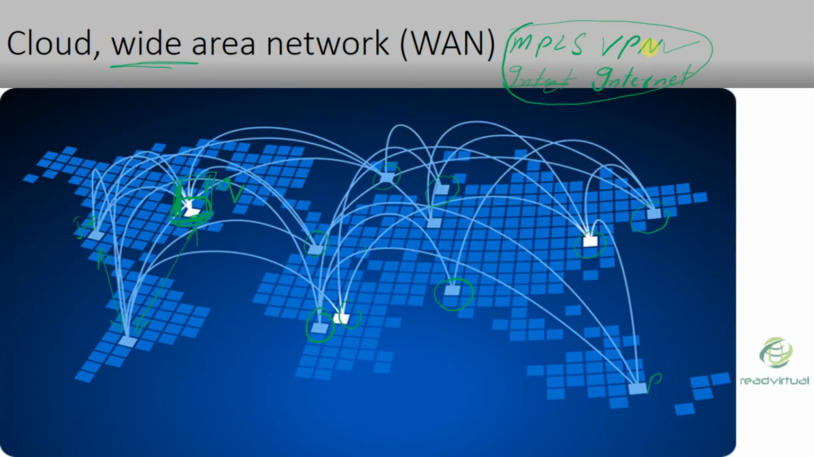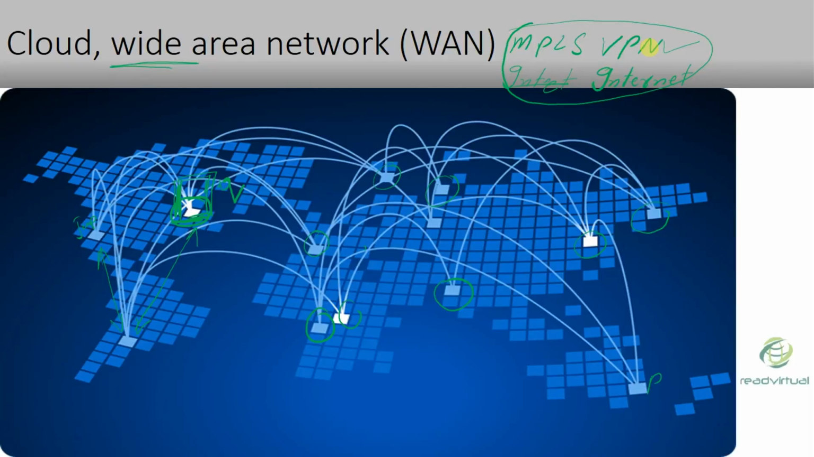So internet connectivity is very fast, reliable, and cheaper as compared to MPLS VPN. Different branches may have different connections; some branches have MPLS VPN, some have internet connectivity. It depends upon the technology which we are using in our organization.